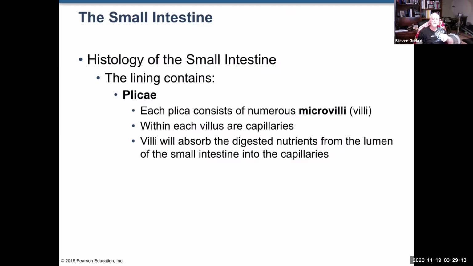All right, the small intestine contains plica. We talked about that before. Plica are microvilli that extend up into areas to increase secretion and increase absorption. Within each of those villi are capillaries. There's artery, there's nerves, there's veins, and there's lymphatic systems. Part of the lymphatic ducts, okay? Villi absorb digested nutrients from the lumen of the small intestine and it goes into the capillaries.